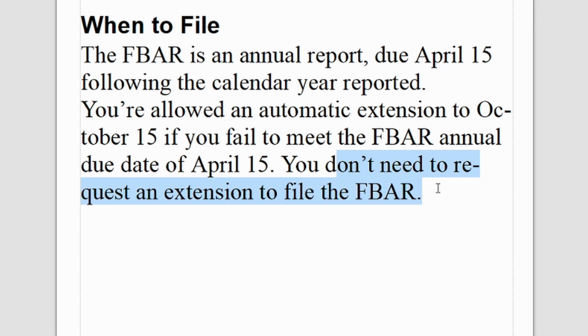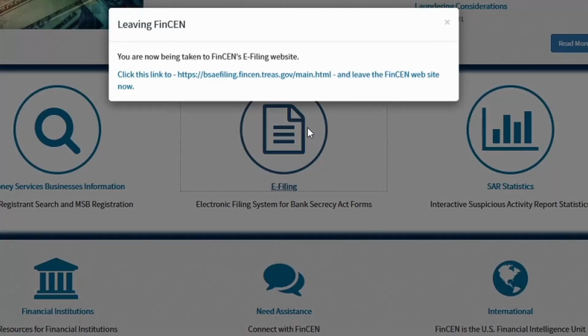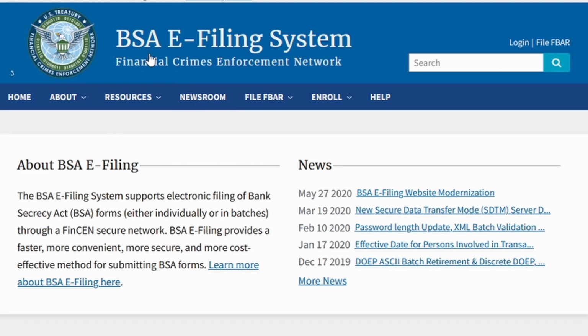But I don't want to deal with all of that, and I make sure I file it before April 15th. So I'm going to file it right now. So go to fincen.gov, click on e-filing, and now it takes you to BSA E-Filing system.